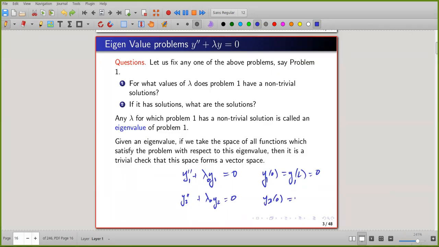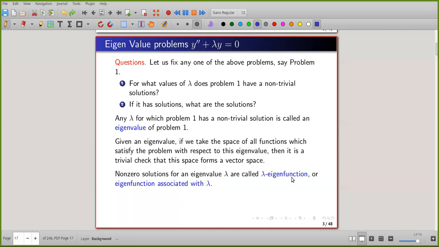Then it is obvious that any linear combination of y1 and y2 is also going to be a solution. Therefore, non-zero solutions for an eigenvalue lambda are called lambda eigenfunctions, or eigenfunctions associated with lambda, or sometimes the lambda eigenspace. By eigenspace, we mean the space of functions which satisfy that equation with respect to lambda. I hope this is clear.